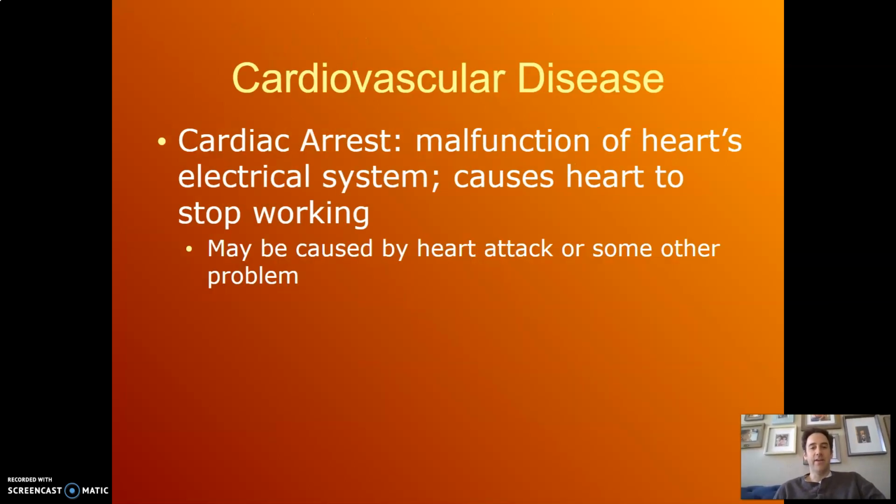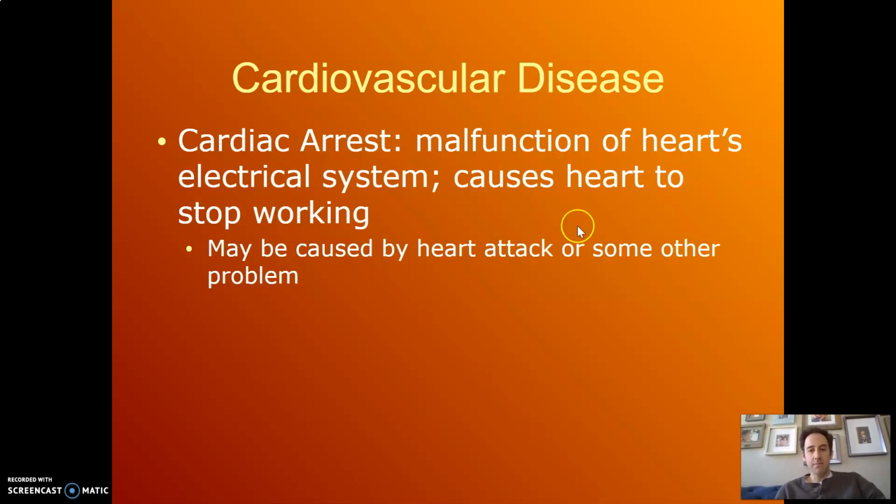A heart attack can oftentimes lead to cardiac arrest. Cardiac arrest is different from a heart attack. Heart attack is that blockage. Cardiac arrest is a malfunction of the heart's electrical system. And this obviously causes the heart to stop working because that electrical system is what's regulating that steady contraction of the heart. Atrioventricle, atrioventricle, atrioventricle. If this electrical system isn't working properly, then that rhythmic pumping of the heart doesn't happen.